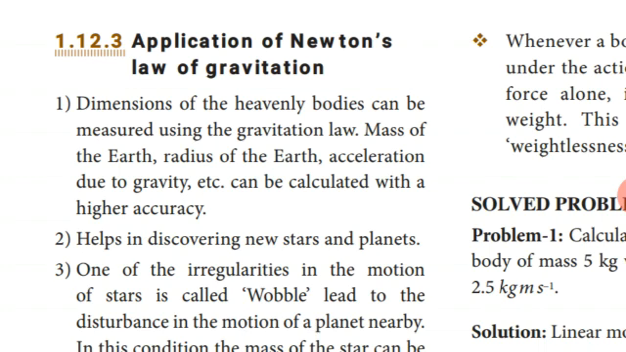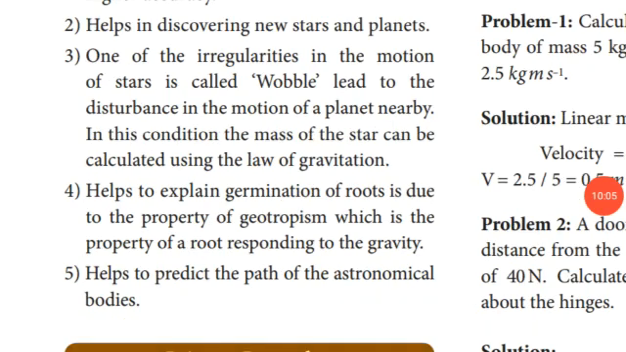Then third one, the irregularities in the motion of a star is called wobble. That means unsteady movement. This leads to the disturbance in the motion of a planet nearby. Mass of the star can be calculated using the law of gravitation.